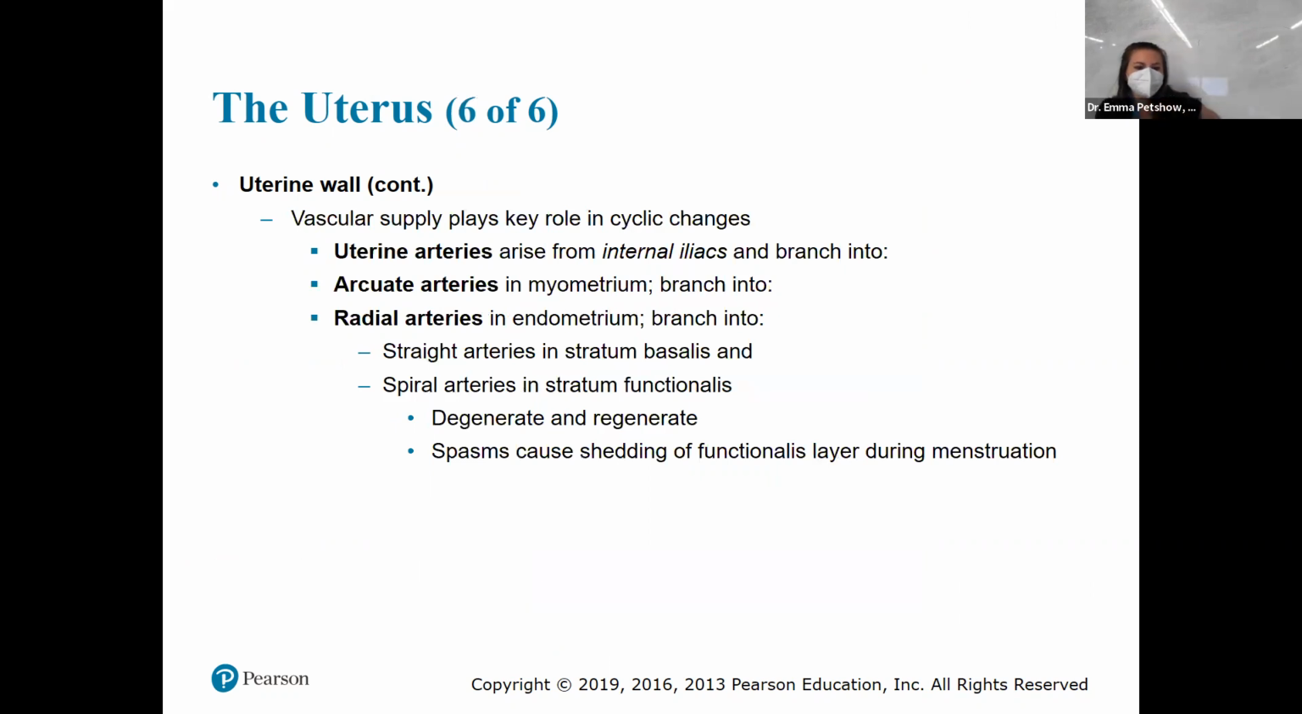The uterine wall itself has lots of vascularity, which makes sense if it's able to support a fertilized egg. It has to have a big blood supply. So you have uterine, arcuate, and radial arteries. The uterine arteries come from your iliac arteries and branch into the arcuate and the radial arteries. Arcuate arteries are in your myometrium, the muscles. Your radial arteries are in the endometrium and go into straight and spiral arteries. Straight in the stratum basalis, spiral in the functionalis.